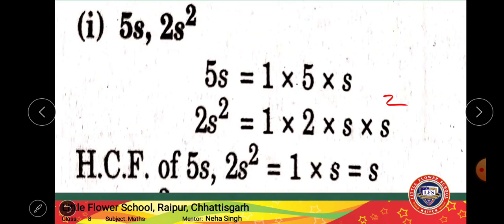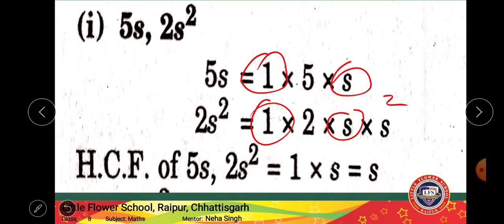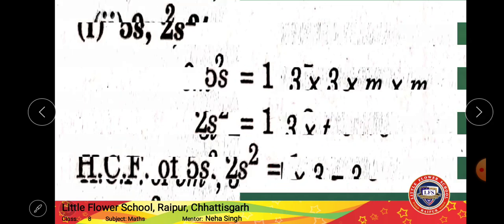So now HCF, what we'll do to find the HCF, we'll write all the common factors, which is 1 and s. So common factor is 1 and s. What is the HCF? 1 into s, which is s. Moving on to the next question.